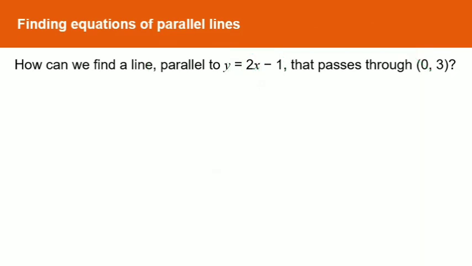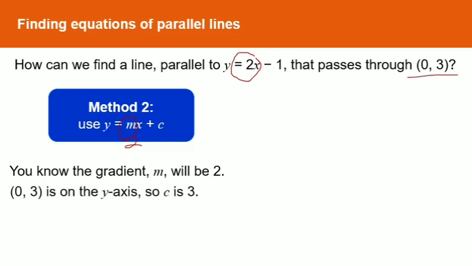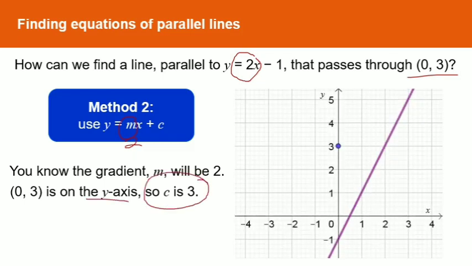Let's continue to method 2, using y equals mx plus c. The m stands for the gradient. Because the lines are parallel, the gradient has to be the same, so I can replace m with the number 2. And then what about the c? The c is the y-intercept. We check this one: (0, 3) is on the y-axis. That's why c will be equal to 3. So the line equation will be directly y equals 2x plus 3.